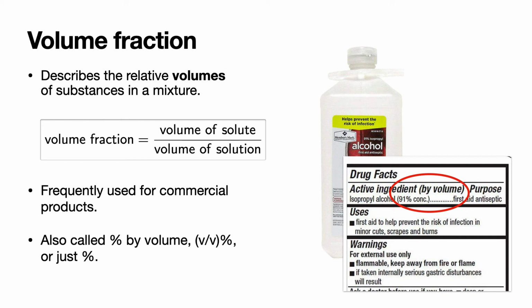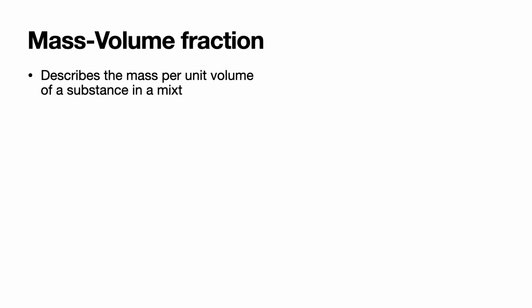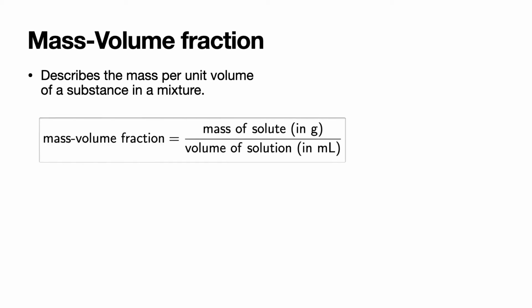That's kind of annoying. Even worse is that there's a third type of fractional composition which is often used on labels, and this is the mass volume fraction. This is kind of a hybrid measure. It describes the mass per unit volume of a substance in a mixture. And you would calculate this by finding the mass of solute in grams and dividing by the volume of solution in milliliters. And this might seem like a weird thing to do. You're mixing different units, grams and milliliters.